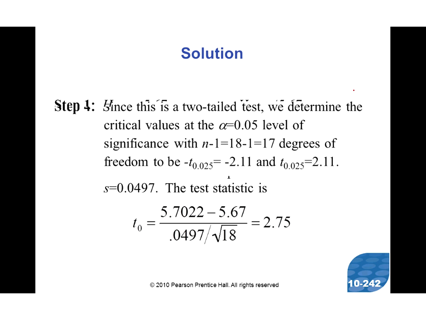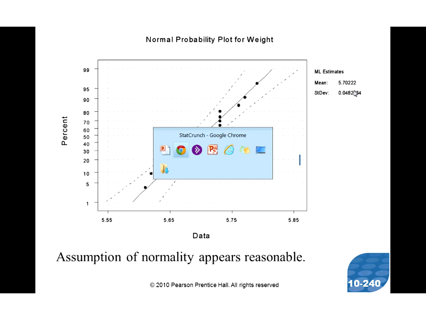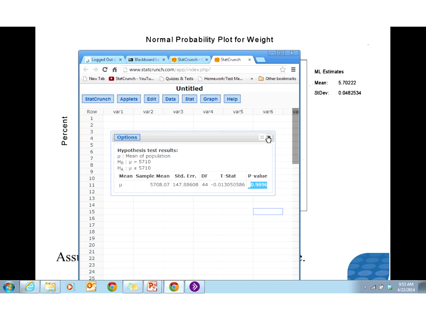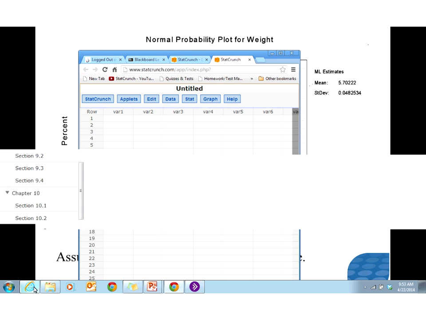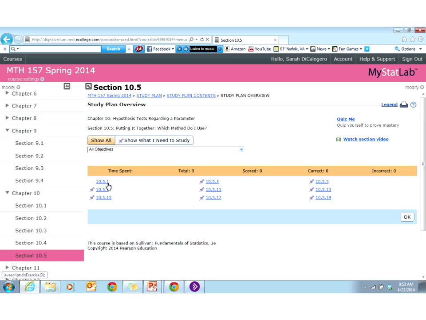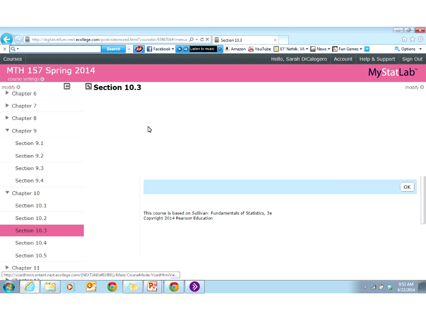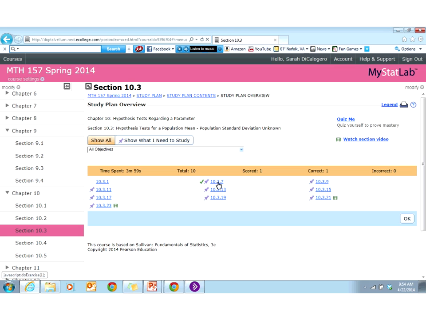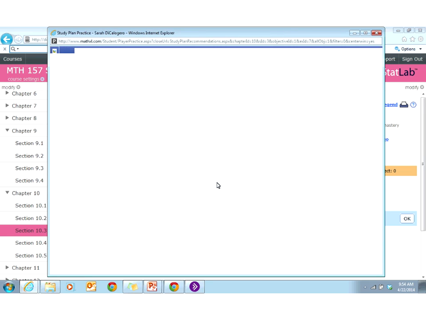All right. So this is just another example, but let's work through a couple of problems. Let me close this and go to the study plan. I'll look at 10.37.